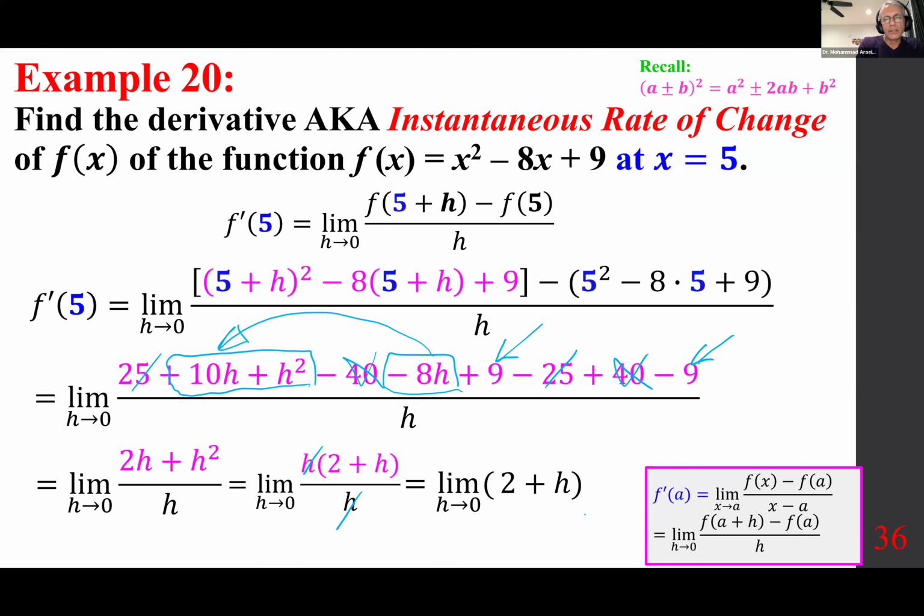Now, this is what I mean. This is important. At this step, you must have this limit. If you don't have the limit, the answer is 2 plus h. Now that you have the lim sign as h approaches 0, you replace it, and the answer is 2. Of course, later on, when we use formulas, it becomes much faster and easier. But for now and for this exam, we must use the definition.